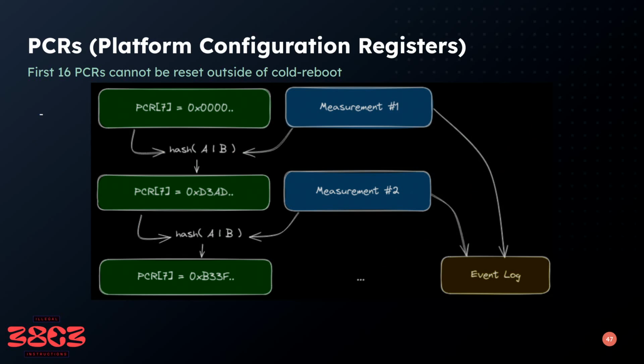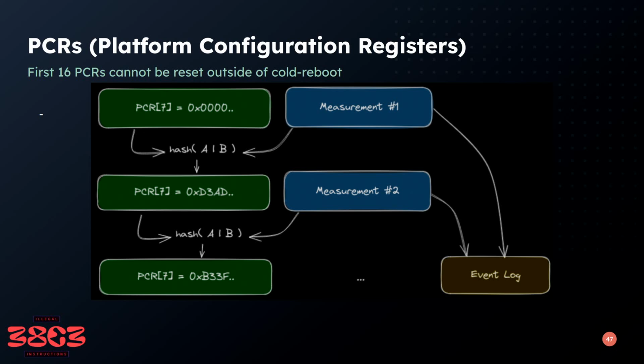Platform configuration registers, PCRs, are a tool to observe the boot process, kind of. Because what they do, they basically start off being all zero, and then some measurement can take place. The measurement might be: Windows bootloader is booted, here's the hash of the Windows bootloader that just was booted. Or it might be, I don't know, whatever. A lot of different measurements are there.